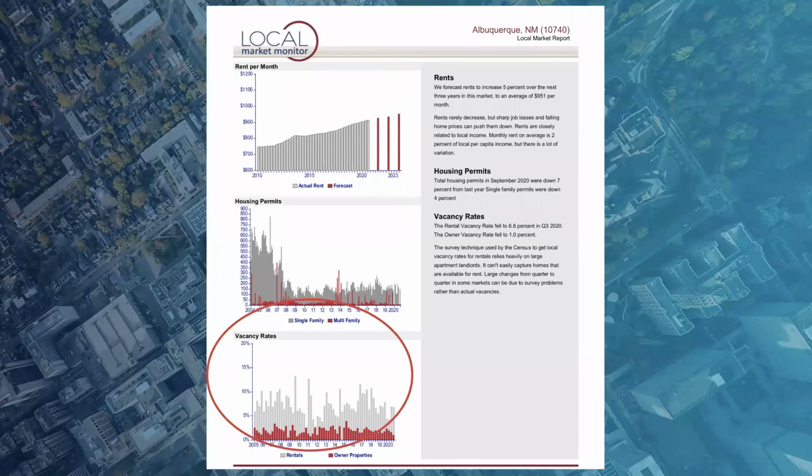The next chart shows quarterly vacancy rates for rental and owner properties. The higher rates for rentals reflect the fact that most renters move within 2 years.